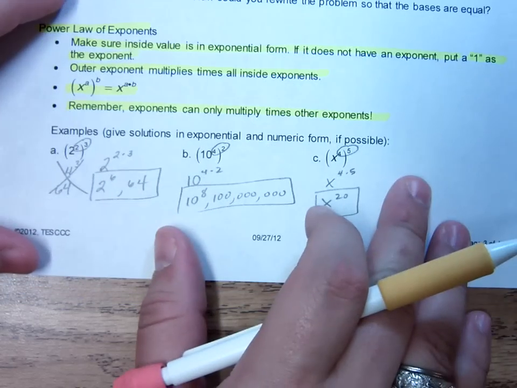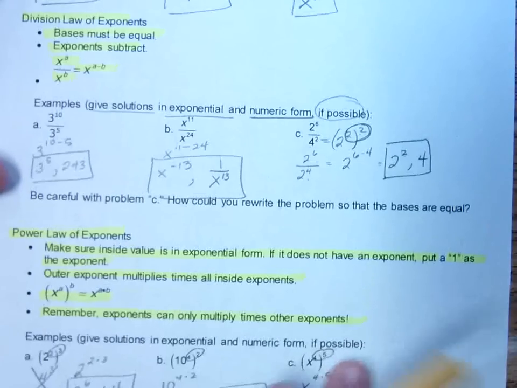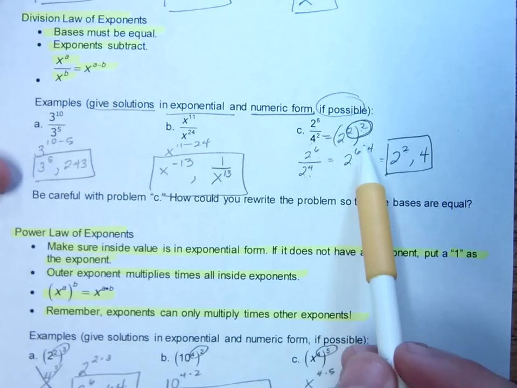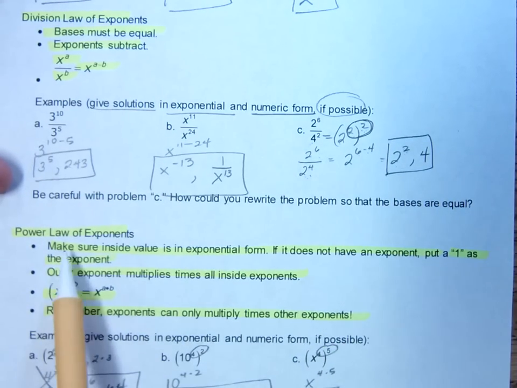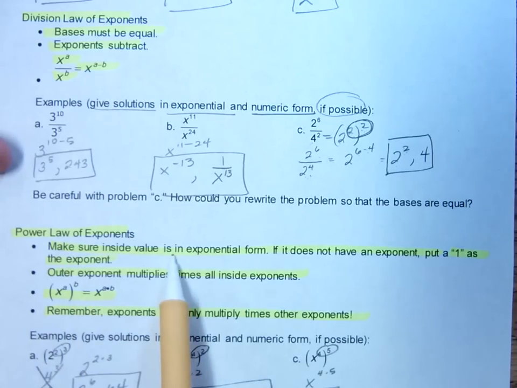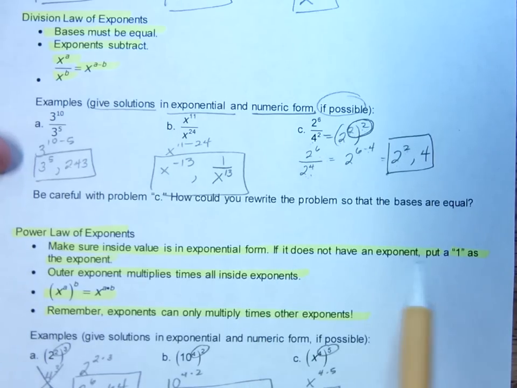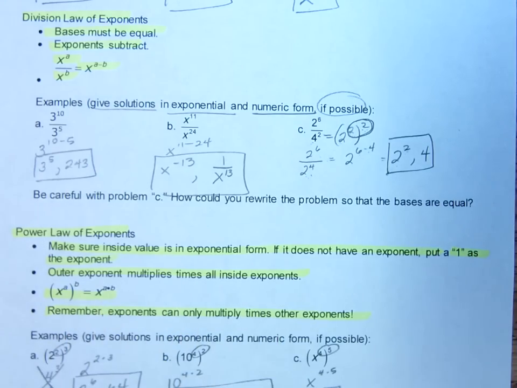Let's look at our power laws of exponents. This is what we just talked about right here. This is where this particular law comes from, what I was doing right there. The power law of exponents, also I call it the power to a power law. Make sure the inside value is in exponential form. If it's not in exponential form, that means if you just have a number, you need to raise that number to a 1. Okay, that becomes your exponent. Like I said, that's the understood exponent. The outer exponent multiplies times all the inside exponents. Anywhere there's an inside exponent inside the parentheses, if it's on top, bottom, wherever, you're going to have to multiply everywhere. And we'll see more of that later.